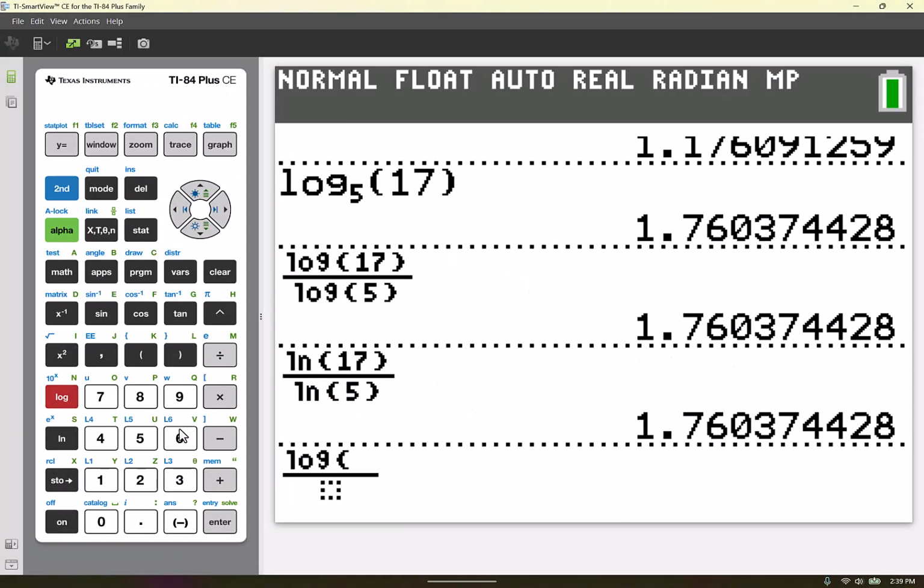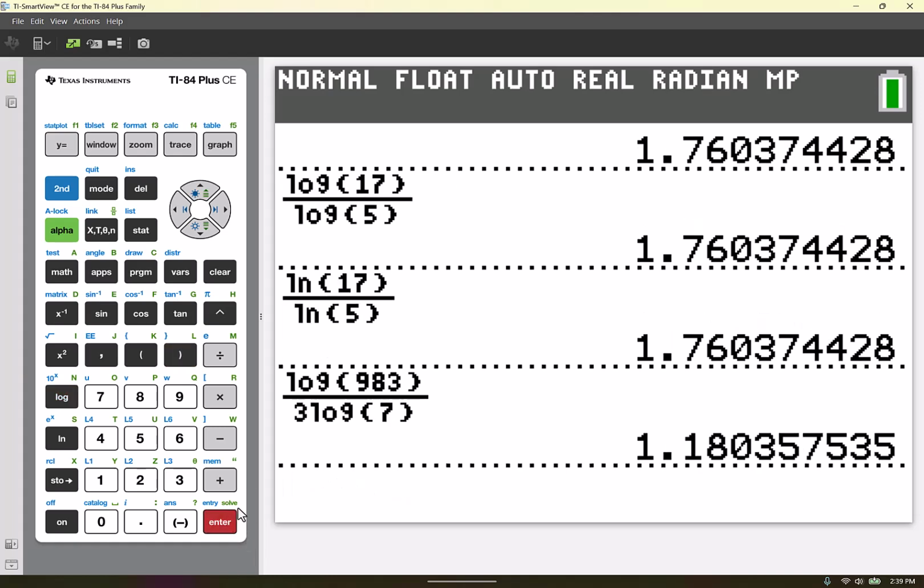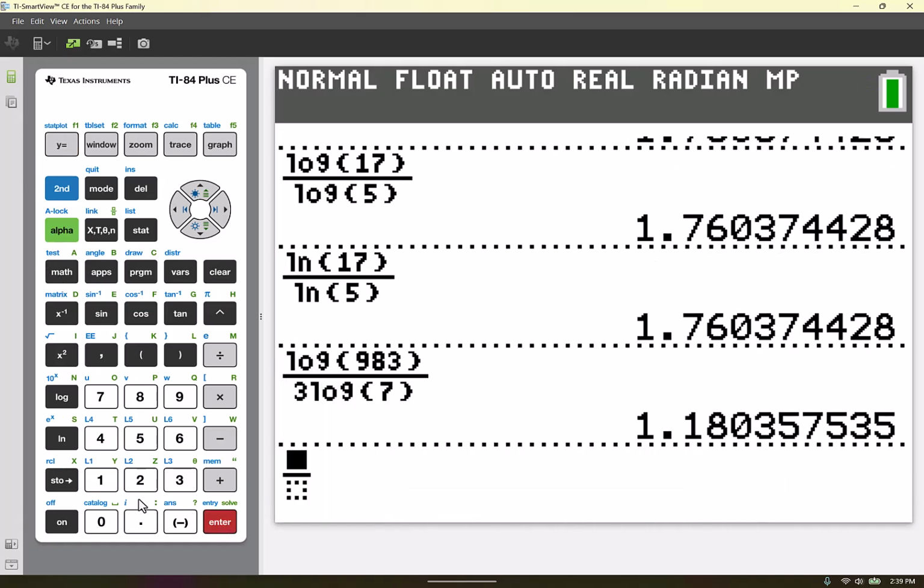Log 983 divided by 3 log 7. So there it is. It's that answer. And by the way, if I use my 1/3, I'm just letting you guys know, you can see all these different answers.